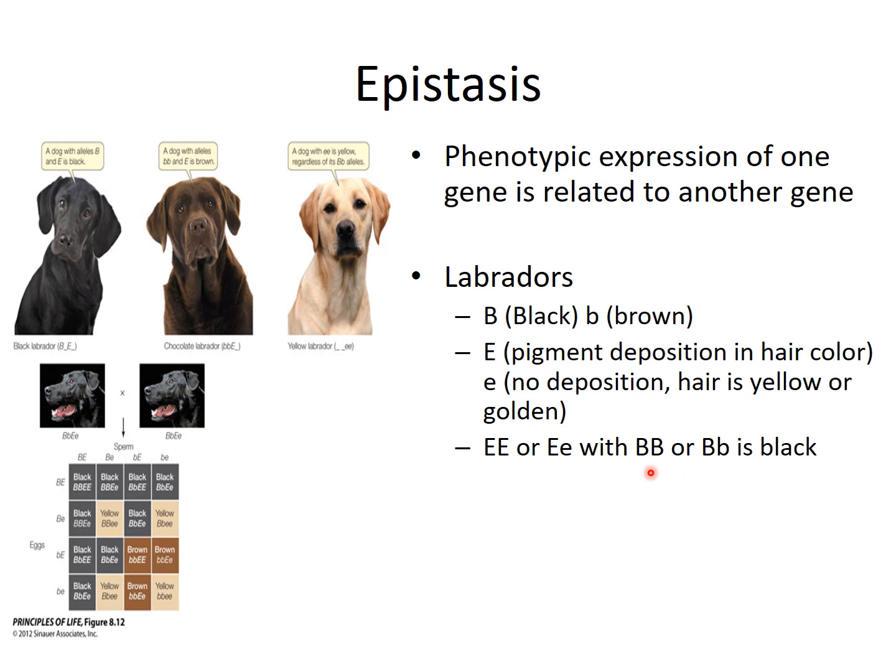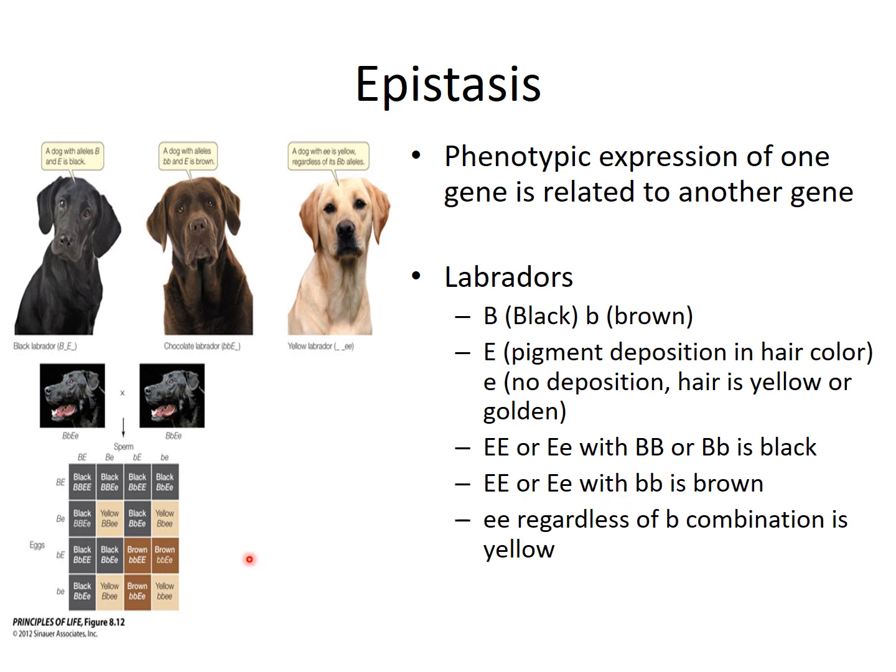If it's homozygous dominant B's, they'll be black. If it's heterozygous B, they'll be black, because black is dominant to brown. If they have any dominant E with a homozygous recessive B's, they're going to be brown. No matter what the B combination is, however, if they are homozygous recessive for the E, they don't deposit that brown or black color onto the hair, and they're going to be that yellow Labrador.